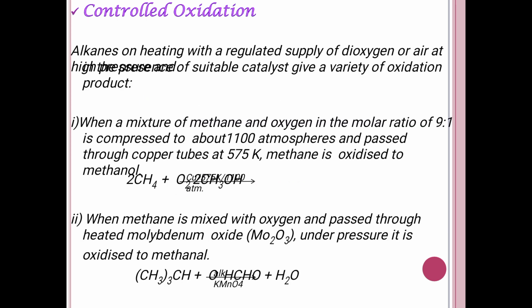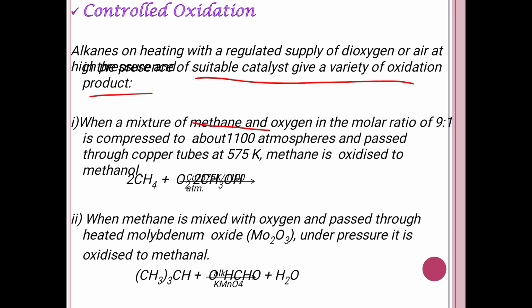Next one is controlled oxidation. Alkanes on heating with a regulated supply of dioxygen or air at room temperature in the presence of a suitable catalyst will give different types of oxidation products. The products will depend upon the reagent we are using.